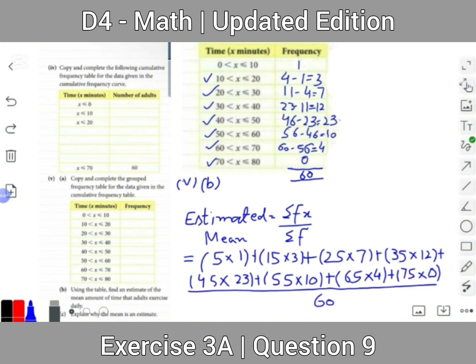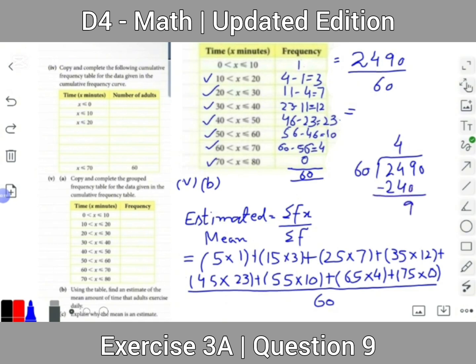Now after further simplifications, we get 2490 divided by 60. And now we will divide 2,490 by 60. So here we have 6 fours are 240, and it will be equal to 90.